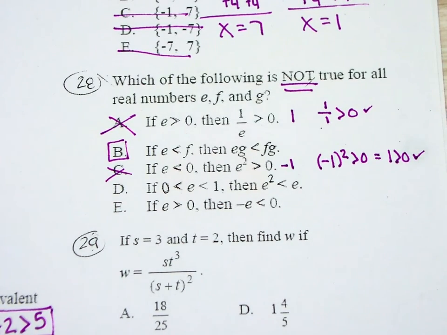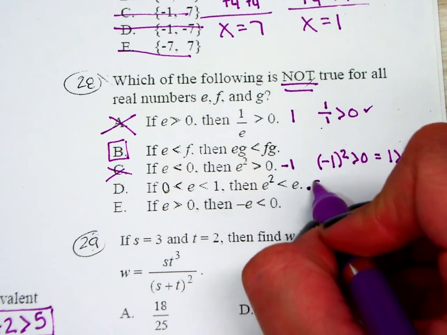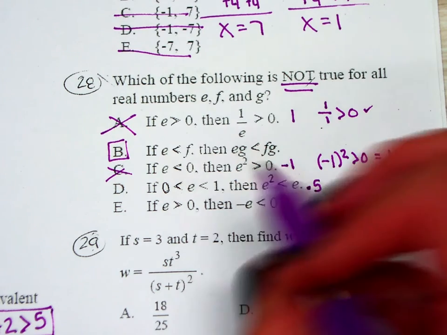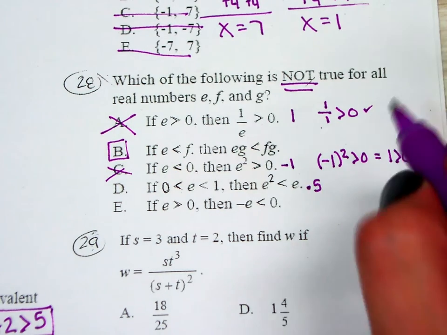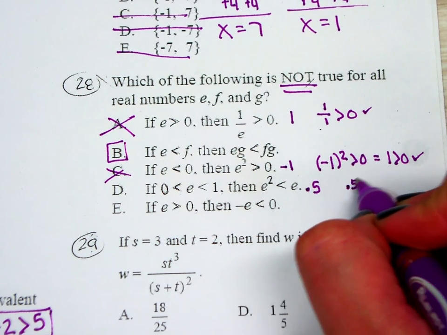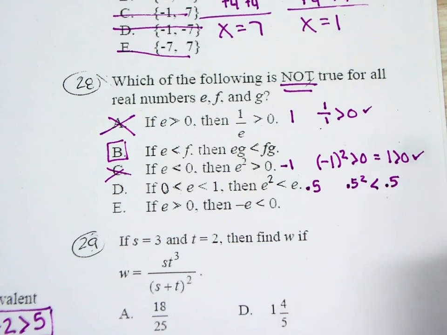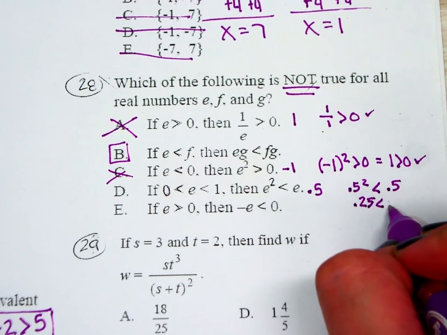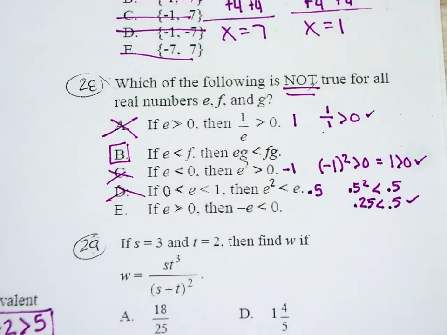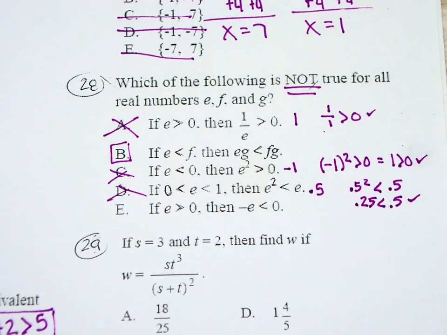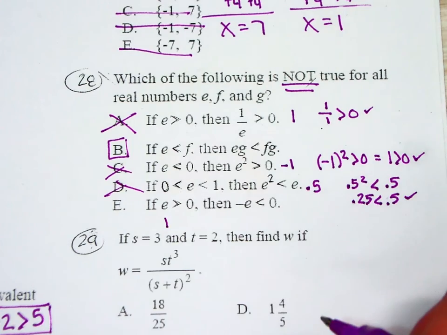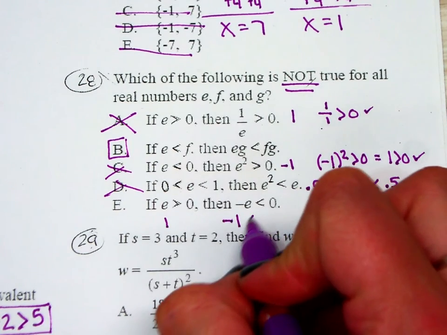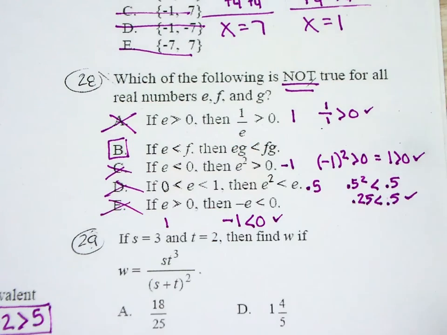If E is between 0 and 1, then E squared is less than E. So let's make E 0.5. Okay, if we make E 0.5, that's in between 0 and 1. So 0.5 squared is 0.25. So E squared, 0.5 squared, has to be less than 0.5. Well, 0.25 is less than 0.5. That's true. D is out. If E is greater than 0, then negative E is less than 0. So let's pick 1. Okay, 1's bigger than 0. Is negative 1 less than 0? Yes, it is. That is true. So your answer is B.